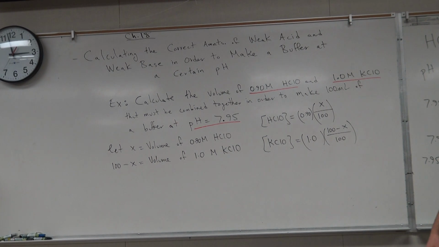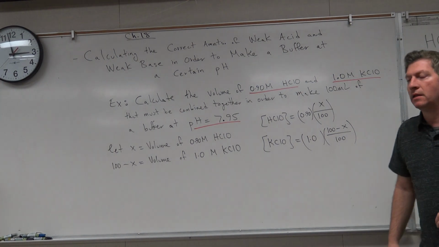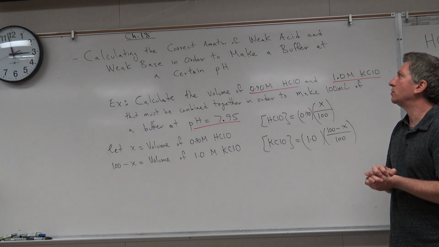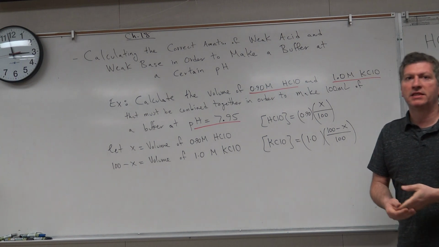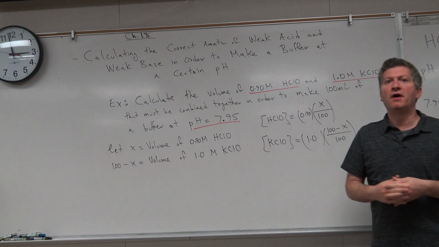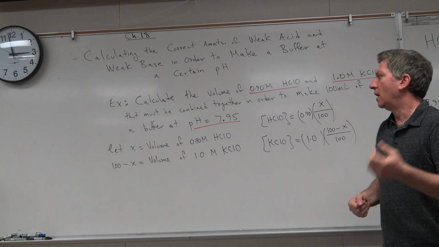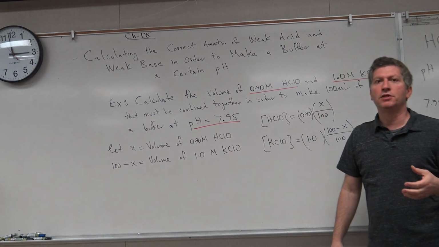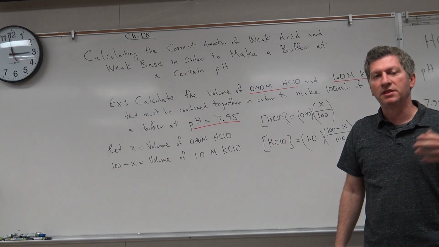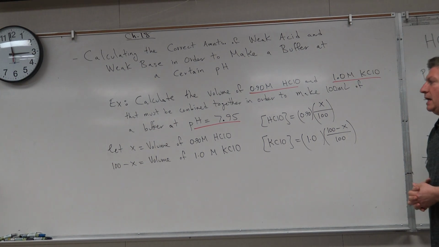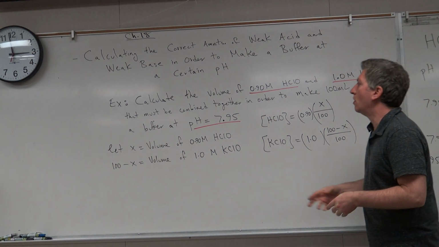Okay, so now we are actually going to calculate the amounts of weak acid and weak base needed in order to make a buffer at a certain pH. So let's say you're asked to make a buffer at pH 7.95 and you already figured out that hypochlorous acid is the best weak acid to use to make a buffer at that pH because its pK is closest to that in terms of what you had available in the lab. So now you are going to make that.